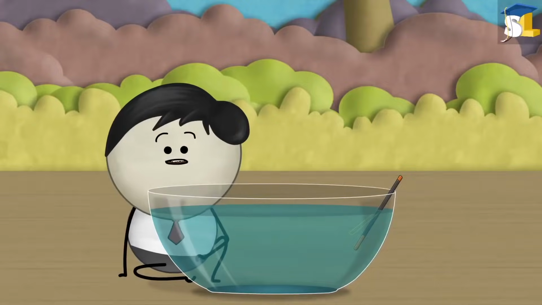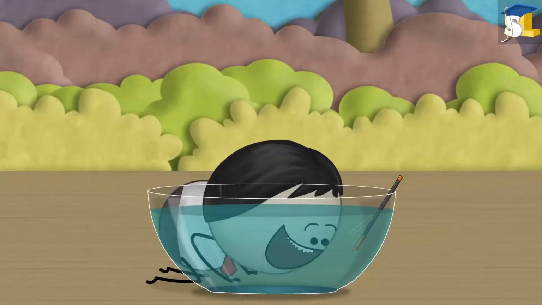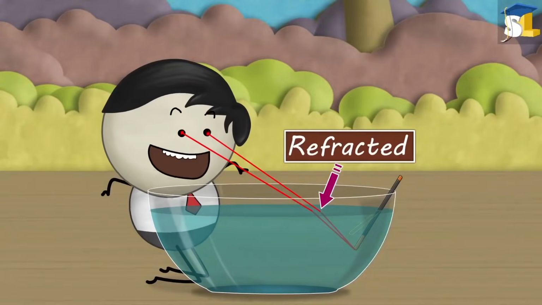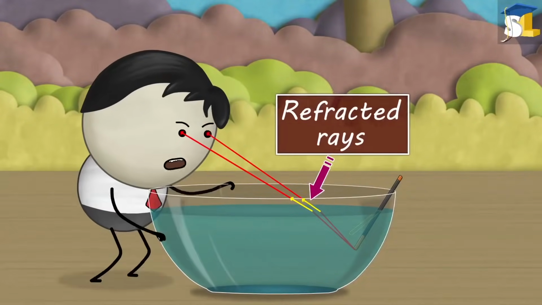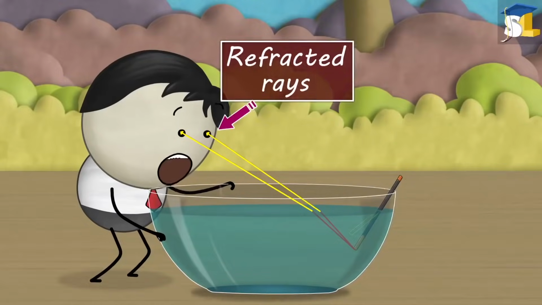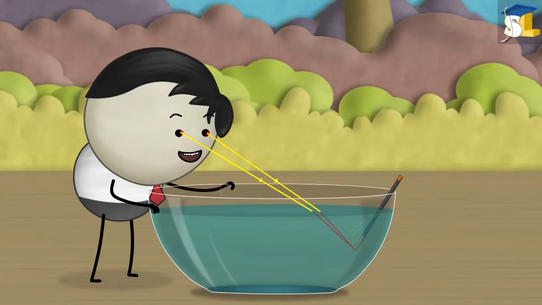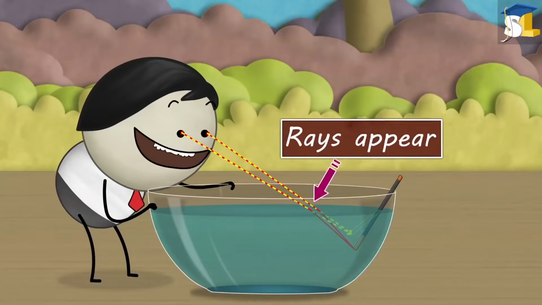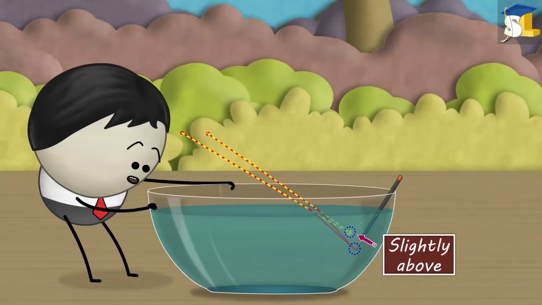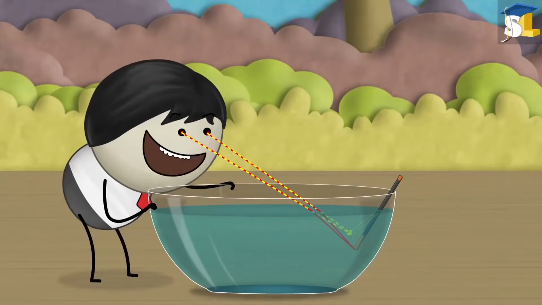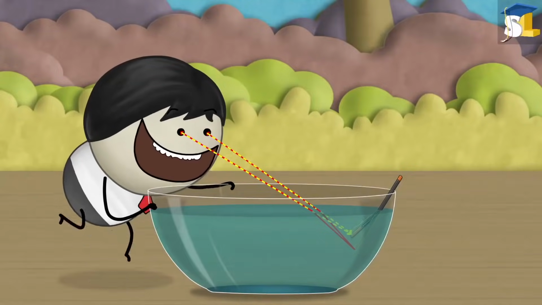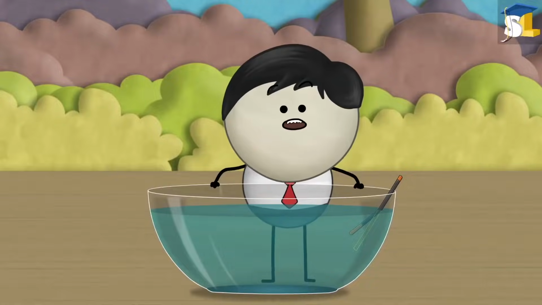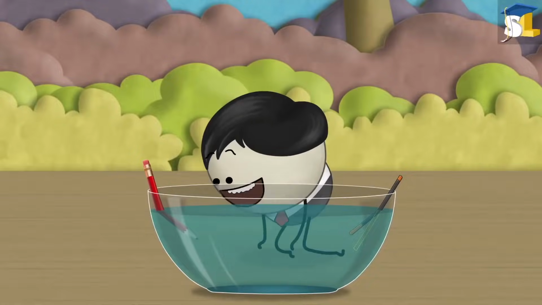When the light rays coming from the tip of the magic wand pass from water to air, they change their direction, that is, they get refracted. When these refracted rays reach our eyes, we trace them backward as straight lines. Due to this, the rays appear to come from a point slightly above the original position. Hence, the magic wand appears to be bent in water. Similarly, like the magic wand, a pencil appears to be bent in water.